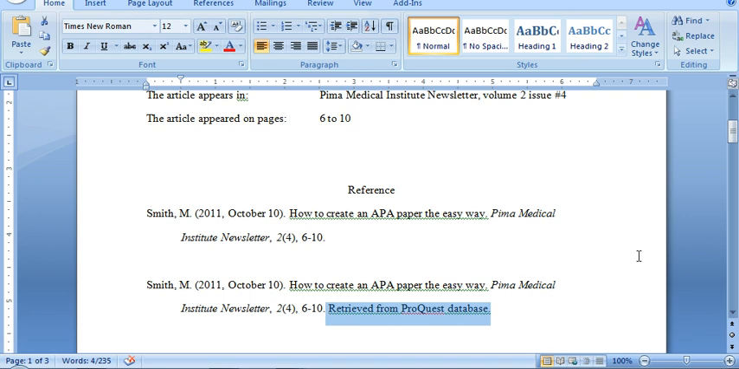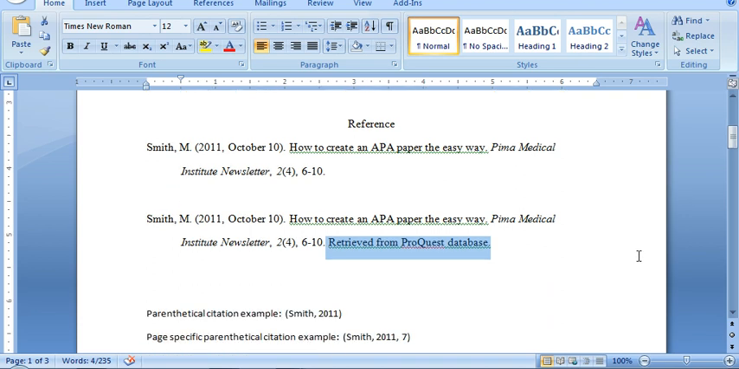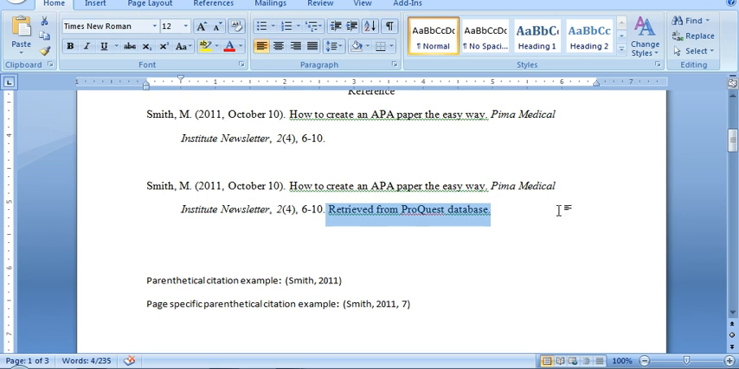As for parenthetical citations, those pesky citations that we include in the middle of our paper, well, here's a couple of examples. In this case, this article written by Mike Smith, we would use a basic parenthetical citation like this, parentheses Smith, comma, 2011. If we wanted to cite a particular page number within the article, we would do it like this, Smith, comma, 2011, and the number 7 for our page. And it's that simple.